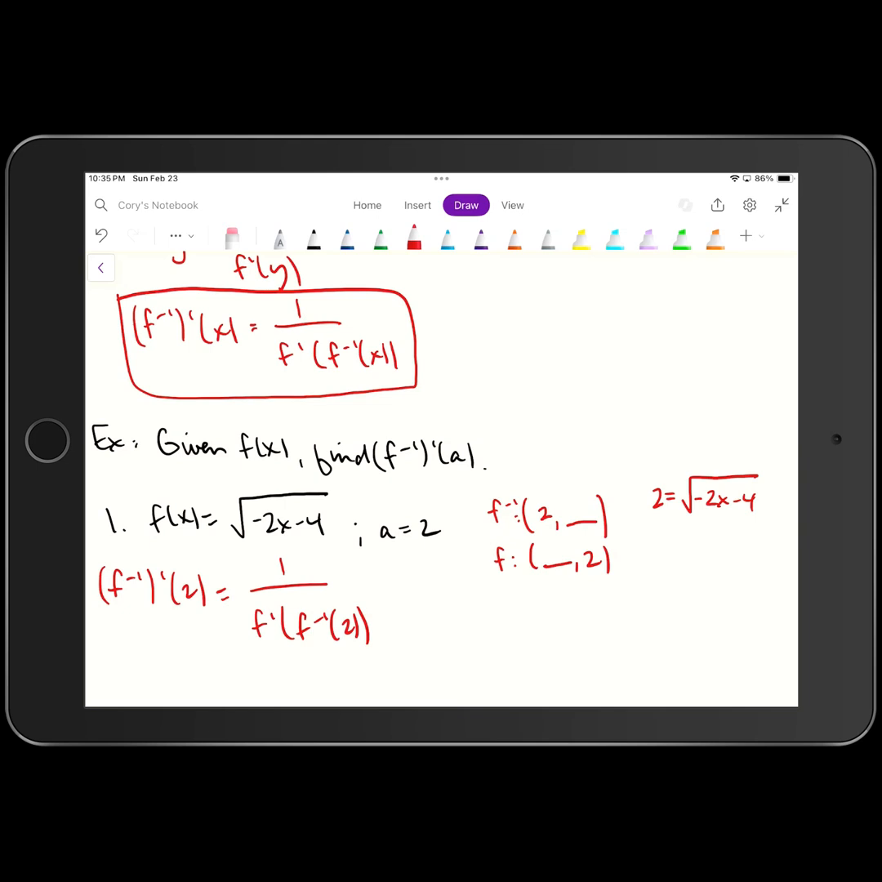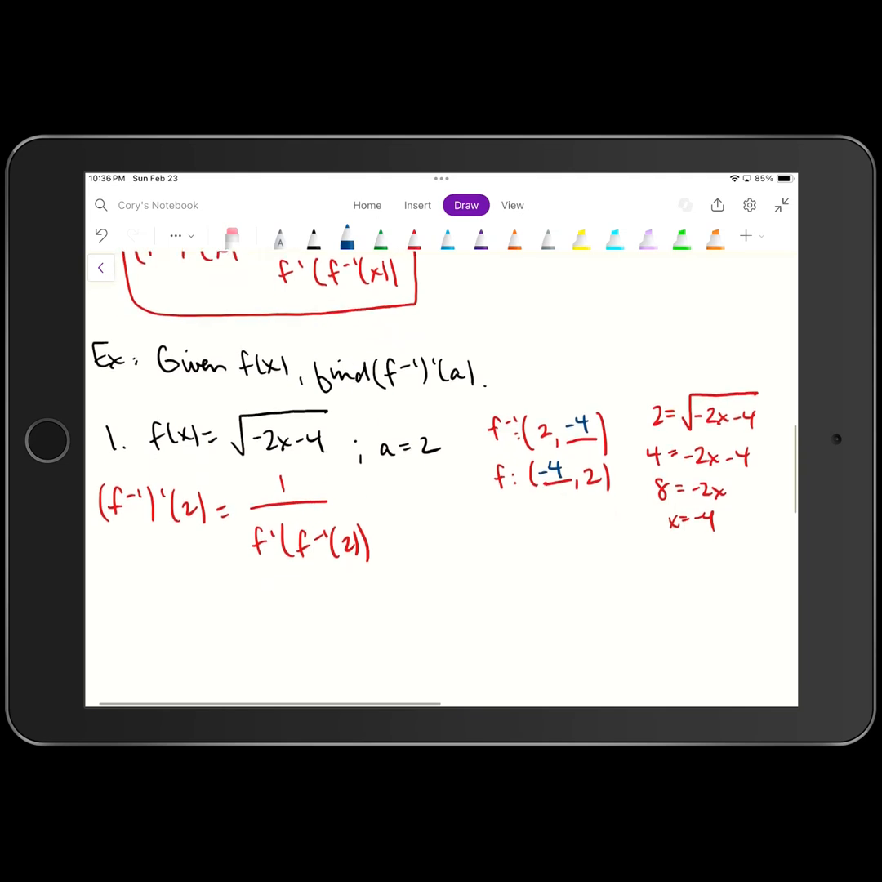To do so, I'm going to square both sides of the equation. So we get 4 equal to negative 2x minus 4. I can then add 4 to both sides, so we get 8 equal to negative 2x, which means that x is going to be equal to negative 4. Negative 4 is going to be the x coordinate of f, and when we switch the x and y coordinates going to f inverse, that is going to be the y coordinate of f inverse.